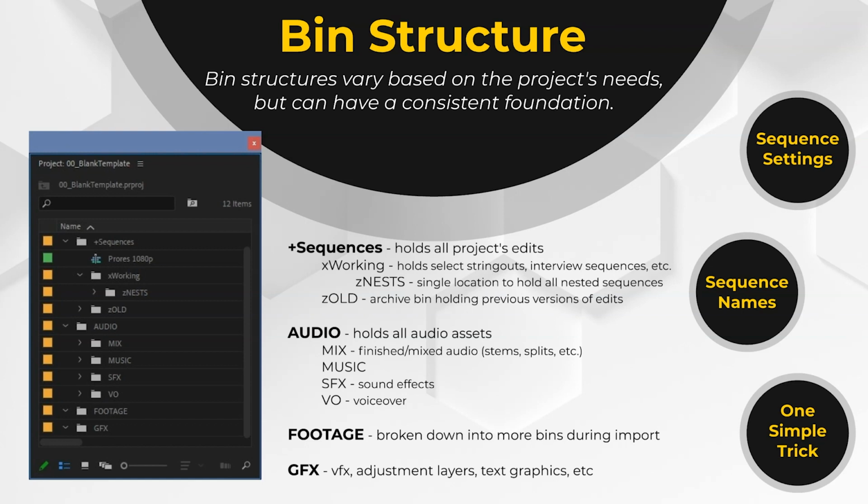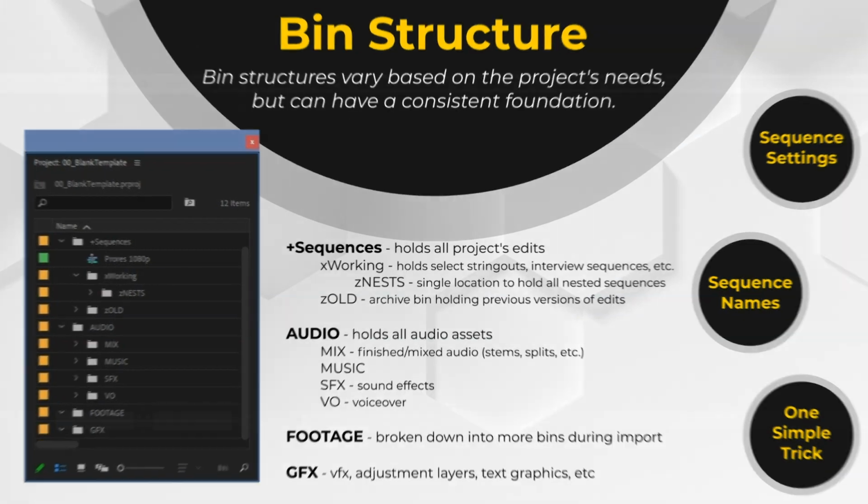I have separate bins for sequences, audio, footage, and graphics, and the plus in front of sequences keeps that bin sorted to the top of the project window whenever I sort by name. And within those main bins, I can drill down into more specific bins for holding different types of media. Let's go take a look at how to build this from scratch.